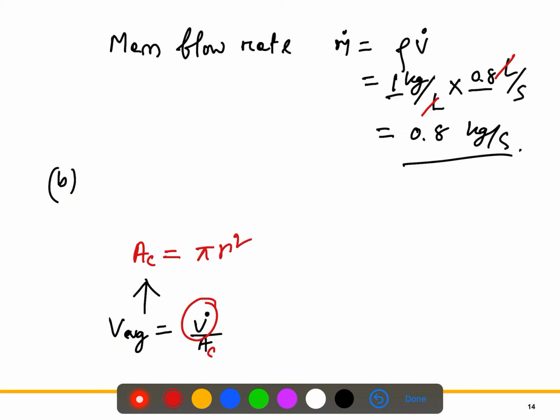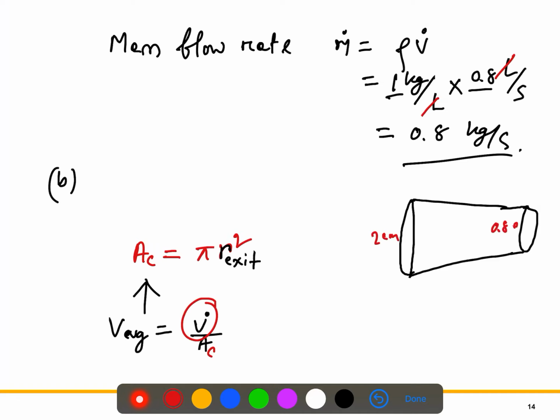But here in the question it says the cross-sectional area at the nozzle exit. That means this r is actually the radius at the exit. And if you remember, in the question the diameter is given. Let's say this is the nozzle. At the inlet the diameter is given as 2 centimeter, and the outlet diameter is 0.8 centimeter.